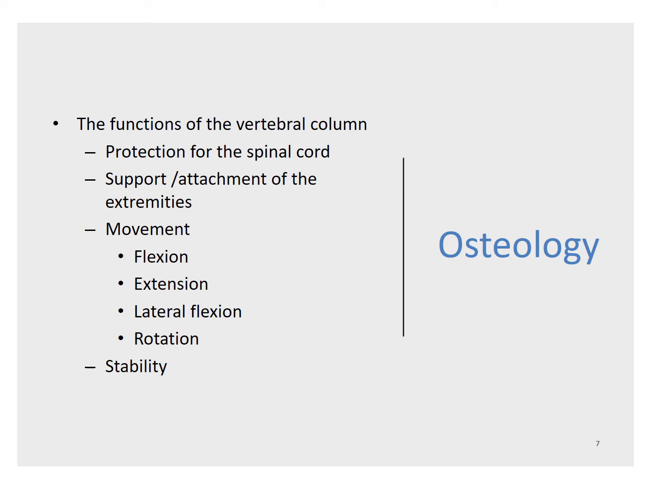Next in line is osteology, so it's going to have to do with bones, right? We're going to try and find out some facts about the functions of the vertebral column, its protection for the spinal cord. It acts as a support and attachment for the extremities, of course, and allows movement: flexion, extension, lateral flexion, and rotation. And most of all, it leads to a pretty significant stability of our entire axial skeleton.